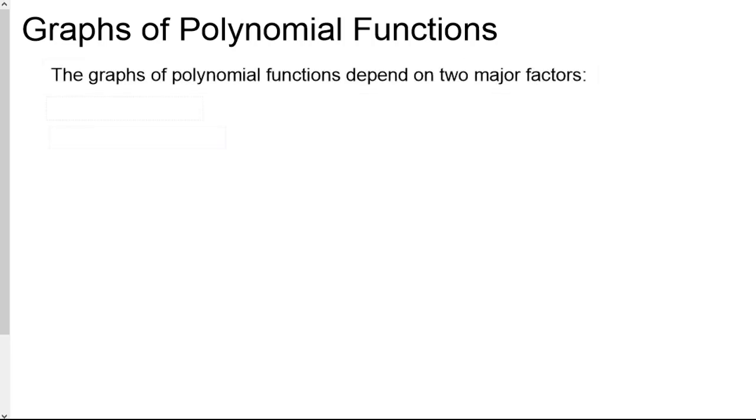In this lesson, we're going to learn all about graphs of polynomial functions. Now, the graphs of polynomial functions depend on two major factors that we're going to examine: what's called the end behavior of the graph and the location of its zeros. As we know, location of zeros are the same thing as x-intercepts, as long as they're real numbers, I should say.